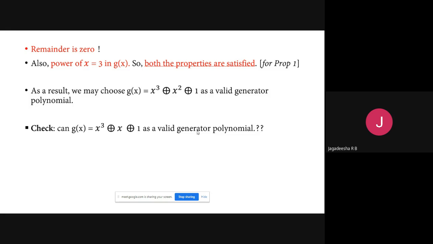So this is how we verify. If you get 0, of course, this is valid. Otherwise, you need to change some powers and check until you get a generator polynomial that is valid. That means it should exhibit both the properties. So that's the challenging part in this question. Okay, then we will move on to the next slide.